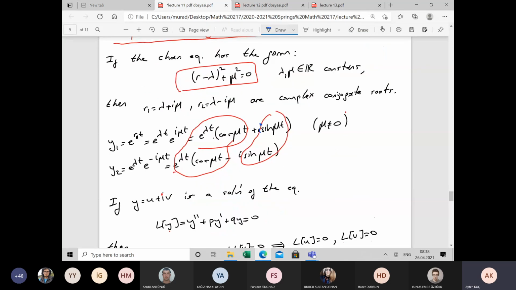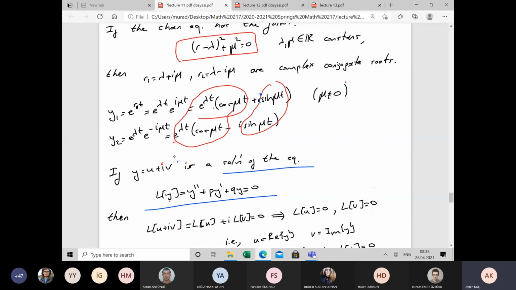Now, if y equals u plus i v is a solution of our second order differential equation, what does it mean? It means that substituting it into our differential equation gives 0. So substitute into L of u plus i v, and we know from the first lecture about differential equations that L is a linear operator.